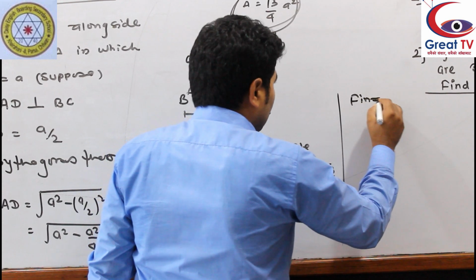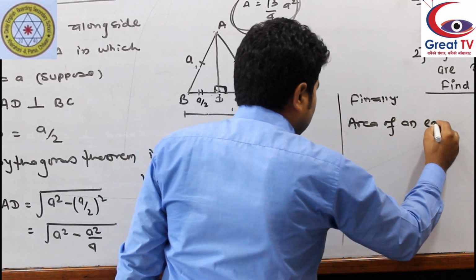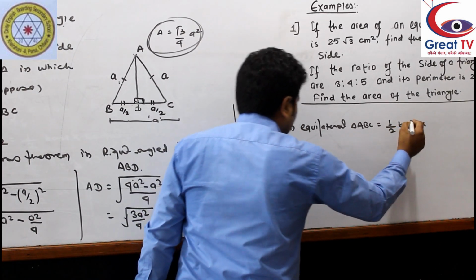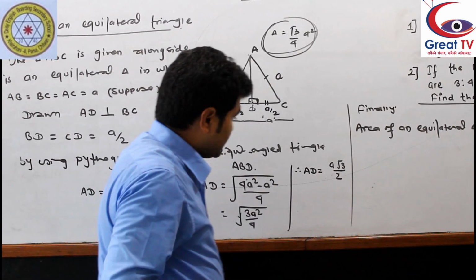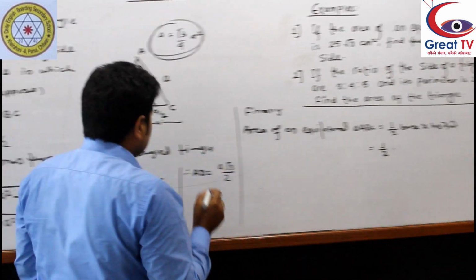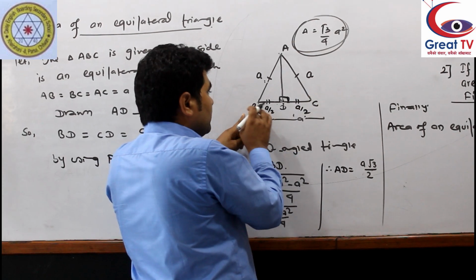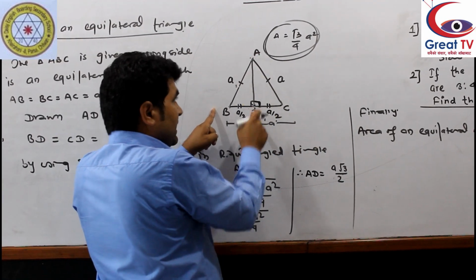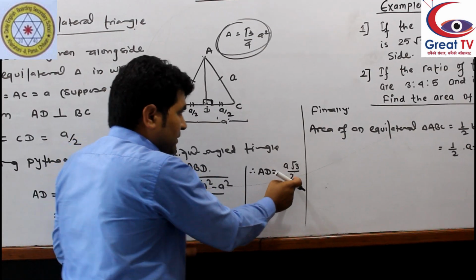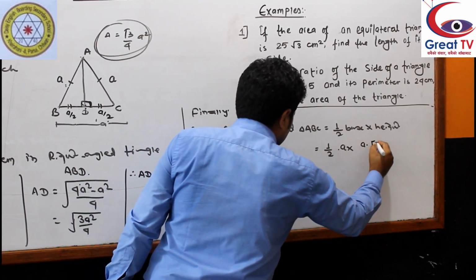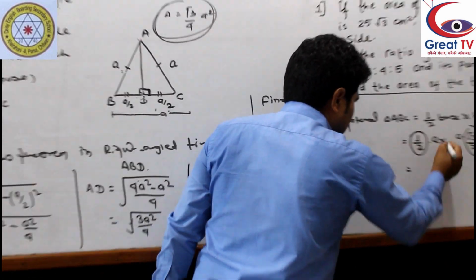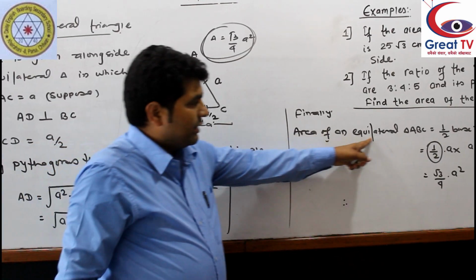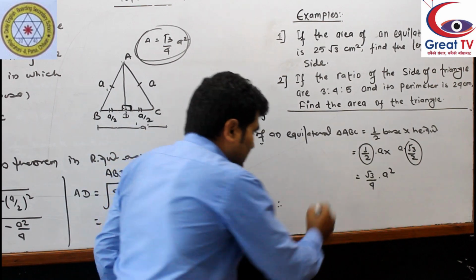Finally, area of an equilateral triangle ABC equals 1/2 base into height. The base of this triangle is BC. Therefore the value of BC is a. Now height is AD, and the value of AD equals a root 3 divided by 2. We can substitute the value of AD as height, a root 3 divided by 2. Now multiplying root 3 by 2 with the constant 1/2 gives 4 in the denominator, and we get a squared. Therefore the required formula is: area of an equilateral triangle ABC equals root 3 by 4 a squared. This one is the required formula.